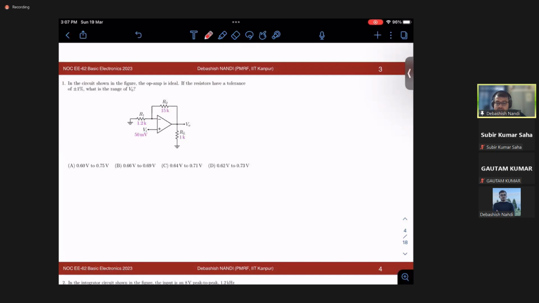So let's begin. As for the first problem, a topology is given. The op-amp is said to be ideal and the resistors are said to have a tolerance of plus minus 1%. That means they can vary plus minus 1%. Then they are asking us to find out the range of V naught.